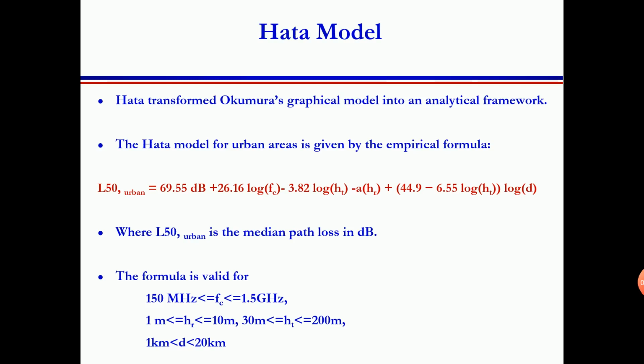Hata transformed Okumura's graphical model into an analytical framework, and hence he has given the formula for the Hata model as follows for the urban area. So what is FC? FC is the operating frequency, HB the transmitting antenna height, HR the receiving antenna height, and d the distance. So we are finding the median loss.